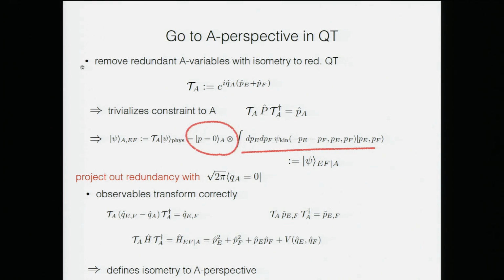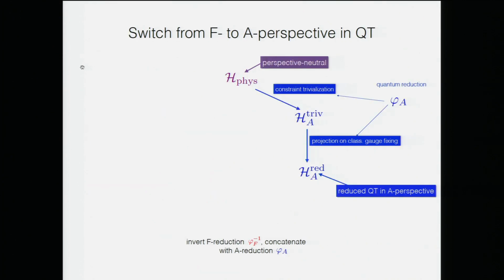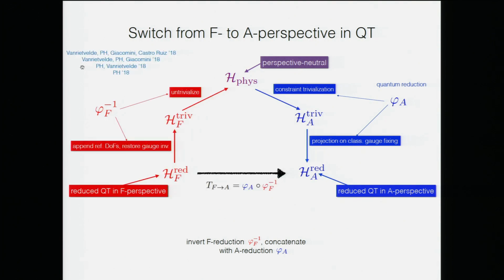And in fact, it also transforms the dynamics correctly. You can also show that this reduction map is, in fact, an isometry, so it also preserves the inner product. It maps dynamics correctly, states correctly, and observables correctly. In that sense, you can really view that as the quantum reduction map that relates Dirac and reduced quantization. Now, we could have done the same thing for F's perspective.